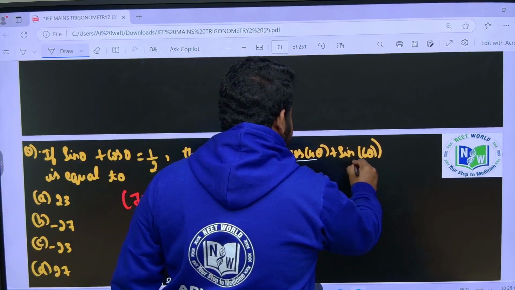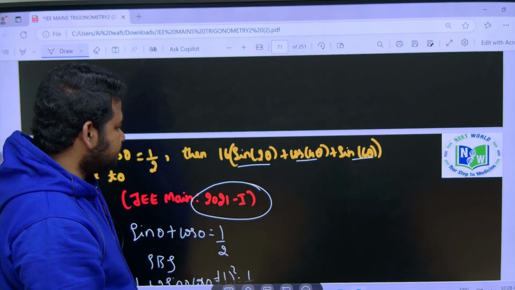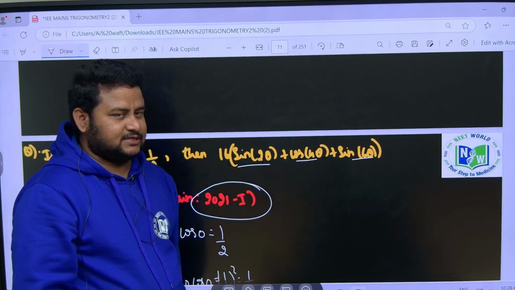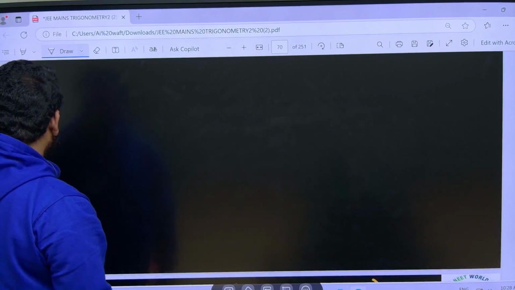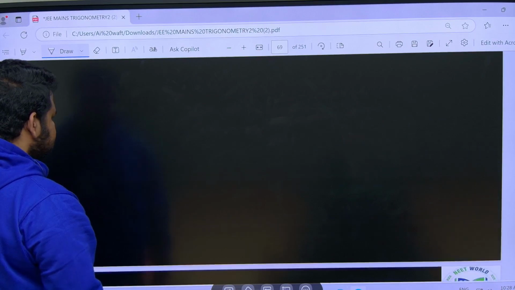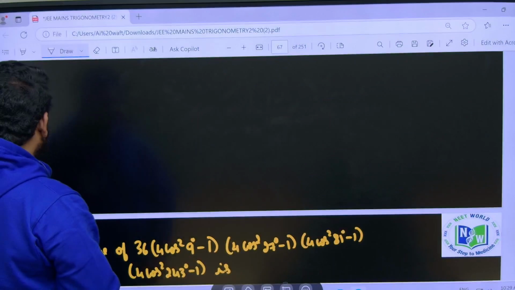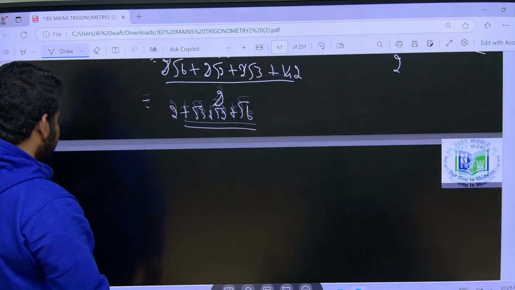Cos 4 theta is there, sin 6 theta is there. Now, how to do cos 4 theta and sin 6 theta? So before that, let me write down these formulas here. Triple angle formulas. Let me write down the triple angle formula.